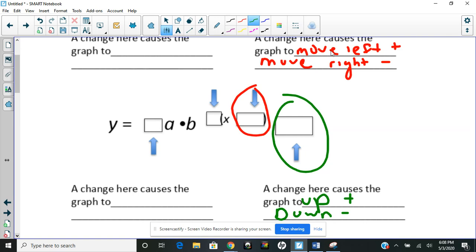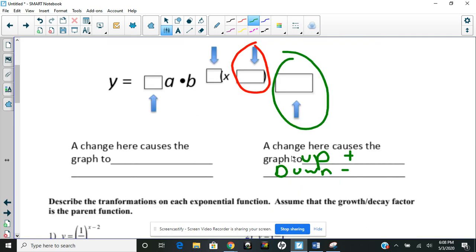So left and right happen in the exponent. Up and down do not happen in the exponent. They're the big numbers that are at the very, very end of the equation. So we'll do some problems.